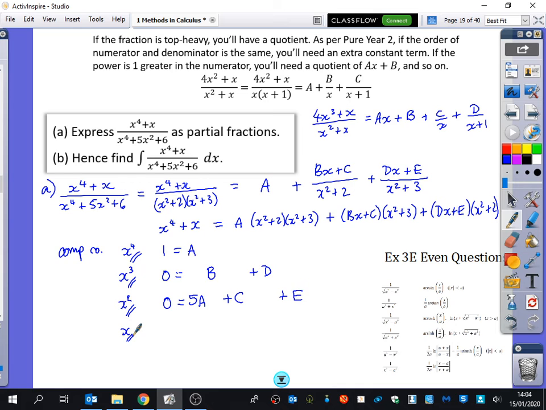One on the left side. So for the x ones, you get 1. How many x's here? None there. 3b and 2d. Do you have any constants? Well, you always have to check. You can go all the way, can't you? So no constants. 6a, we have 2e, and 3c.